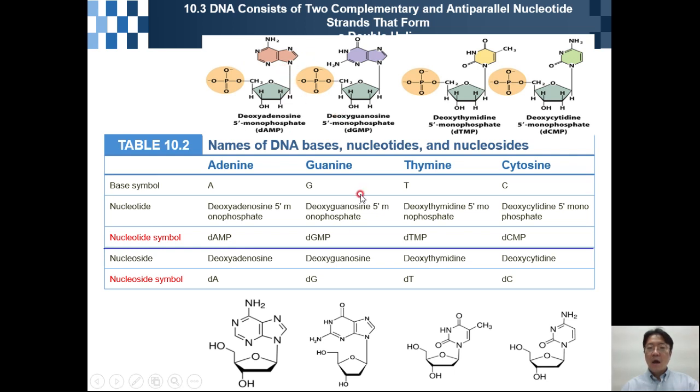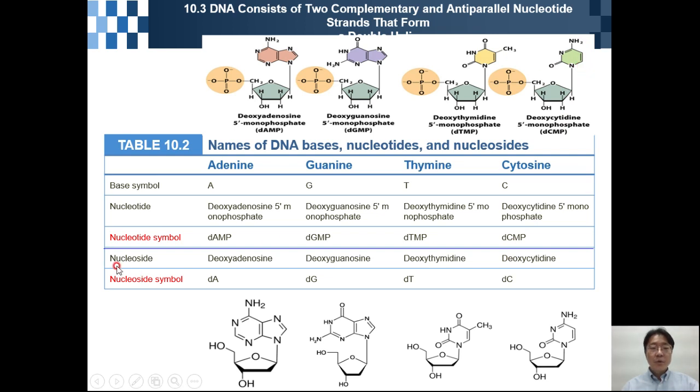How about deoxyguanosine 5-monophosphate? This is dGMP, so guanine is located in the base position. Also, in dTMP thymine is in the base position, and in dCMP cytosine is in the base position.